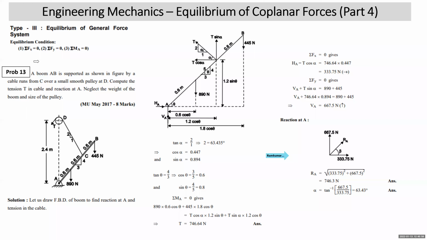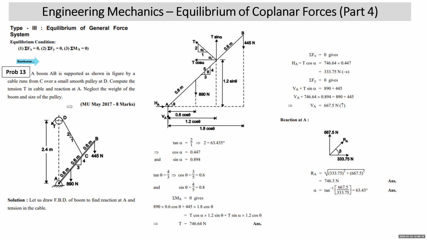All right. We read question number 13. A boom means like a beam only. AB is supported as shown in the figure by a cable that runs from C over a smooth pulley. Smooth pulley means what? The tension in the string on the two sides will be the same. Compute the tension T in the cable and the reaction at A.